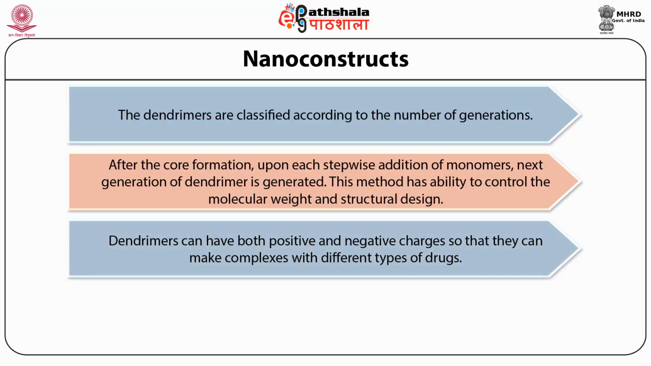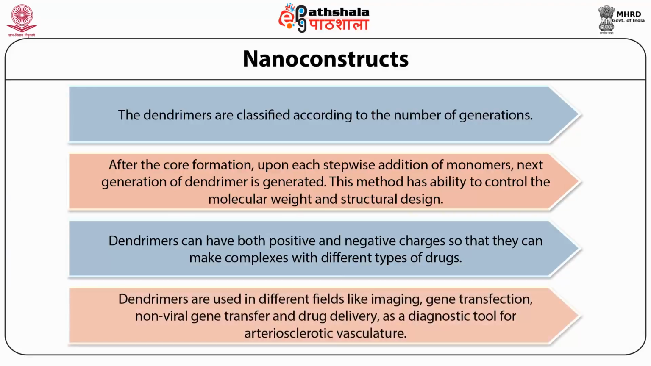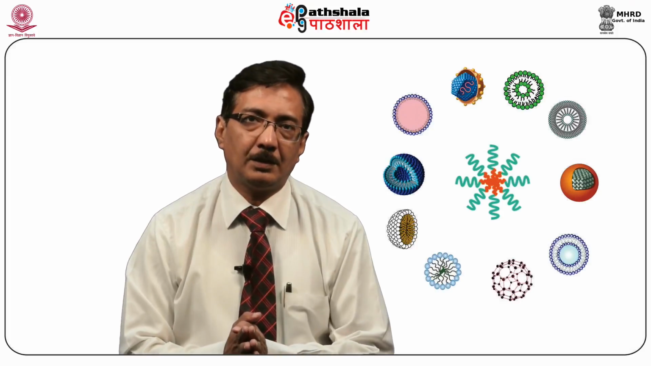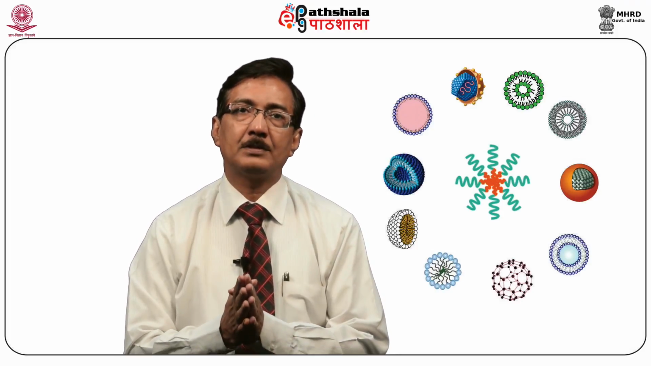Dendrimers can have both positive and negative charges so they can make complexes with different types of drugs. Dendrimers are used in different fields like imaging, gene transfection, non-viral gene transfer, and drug delivery, and as a diagnostic tool for arteriosclerotic vasculature. Nanodiamonds are a very interesting type of nanosystem.